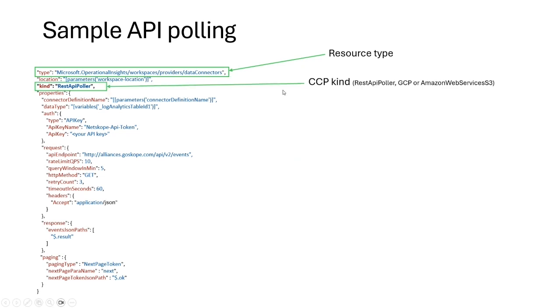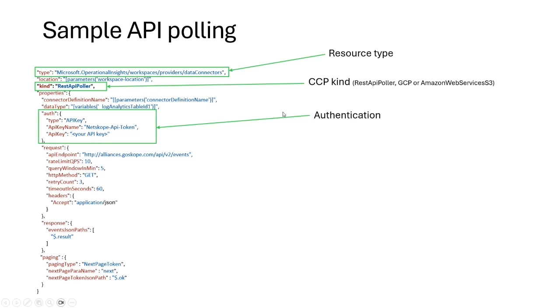Then you have to define the kind of data connector. If you're working with our external API, with the REST API, you define it as REST API Poller, as you can see. But I here also mentioned that if you're using GCP, you would put GCP here in the kind, or Amazon Web Services S3 in the case of Amazon S3 buckets. But in this case, as we're talking to an external API, we just used kind REST API Poller.